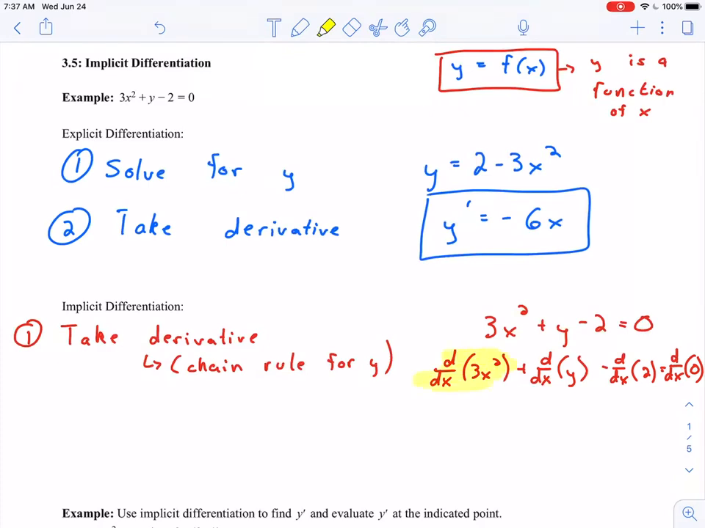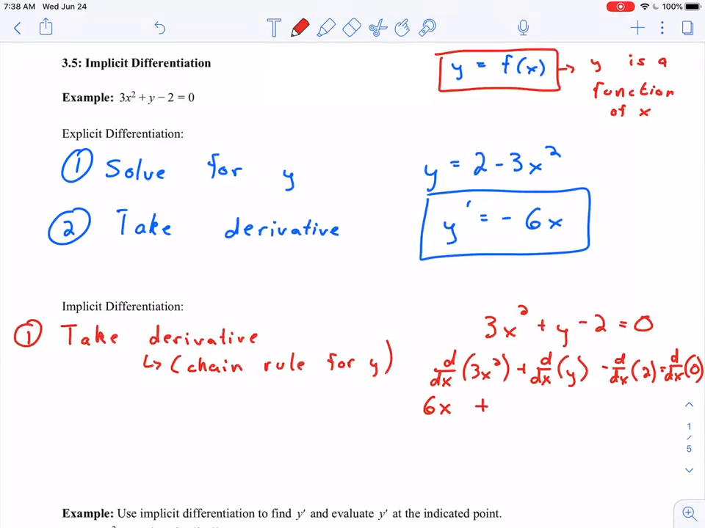When I have the derivative of a term that is written only in terms of x, so here I'm looking at just 3x squared, we're going to take the derivative just like we normally would. So we have to use the power rule there. Derivative of 3x squared, that should be 6x. So that part's really no problem.